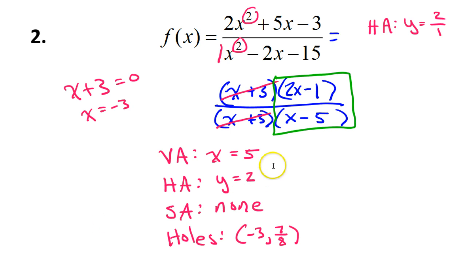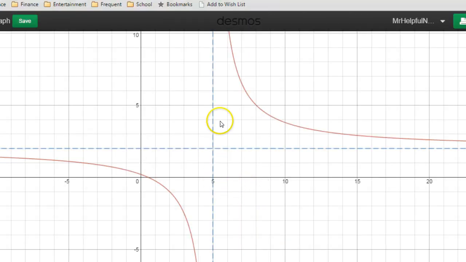Let's take a quick peek at Desmos and show ourselves that there's only one vertical asymptote, not two: vertical asymptote at x equals 5, horizontal at 2, and we'll look for the hole. So here's our vertical asymptote at 5, horizontal at 2. Notice there's just the one vertical asymptote. But at negative 3, we're supposed to have a hole, so let's check that out.